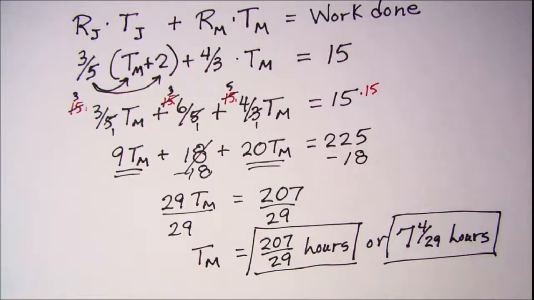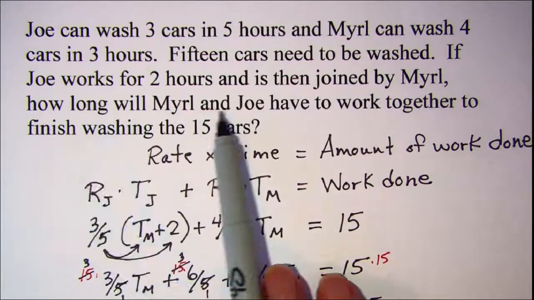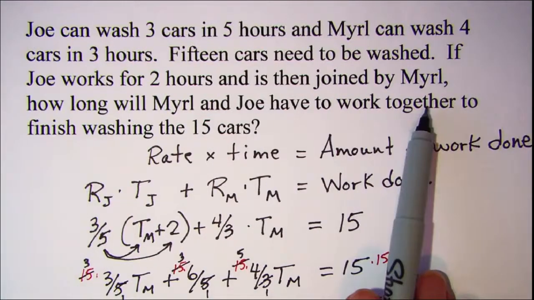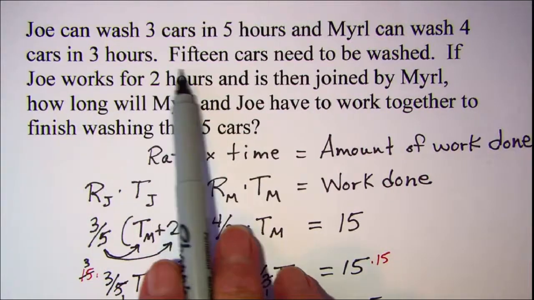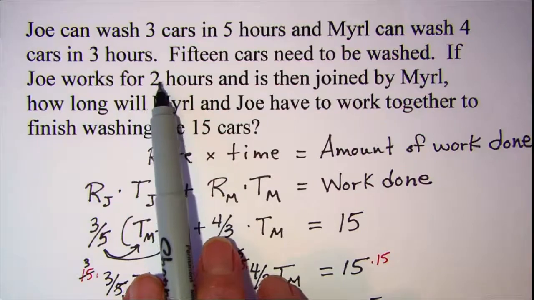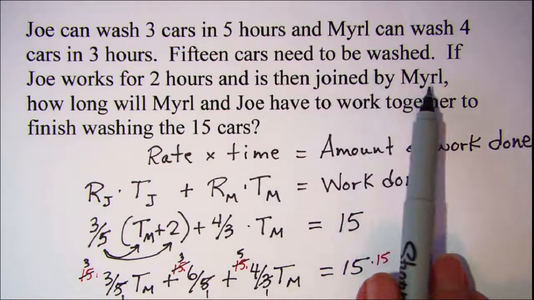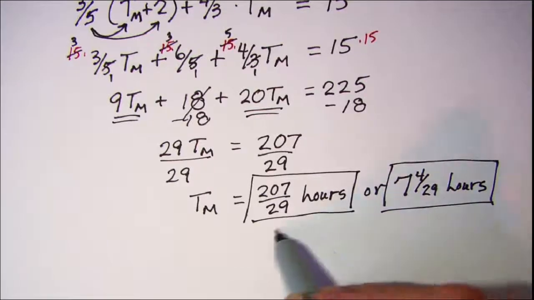Now to see if we answered the question. The question was, how long did they have to work together? Well, the 2 hours that Joe is working, that's just him by himself. So we want the time that they're working together, which means we need to give Merle's time. So this is the answer.